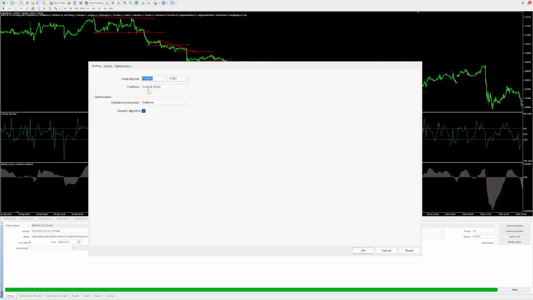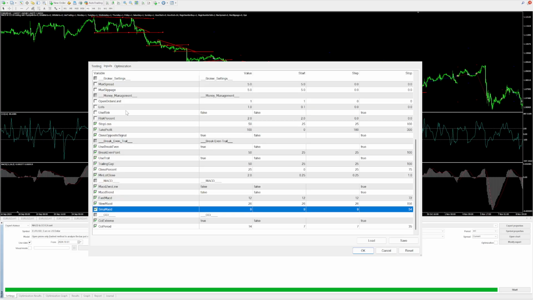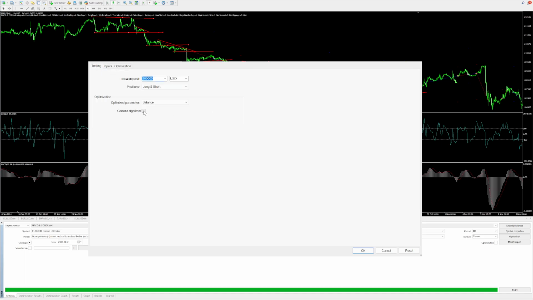What we do is we go in the testing tab and we make sure genetic algorithm is checked. Basically, this means the MT4 strategy tester will only test the combinations it thinks will produce the best results. If you uncheck that, it will do every possible combination, which, depending on how many settings you've selected and your computer's processing power, could take a long time. And generally, genetic algorithm does a good job of filtering out unnecessary results.